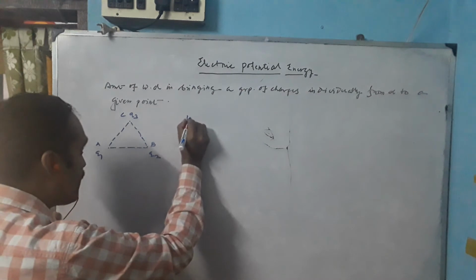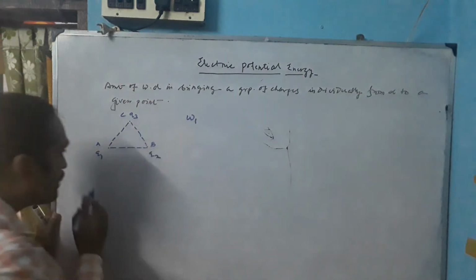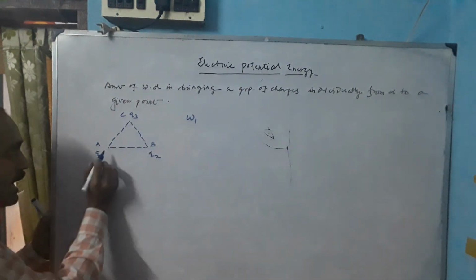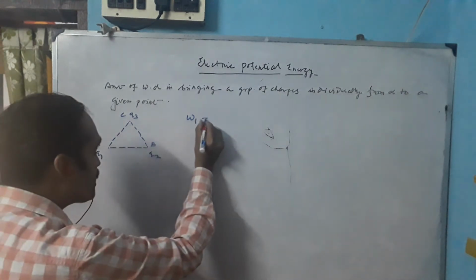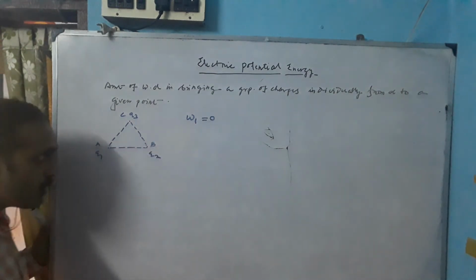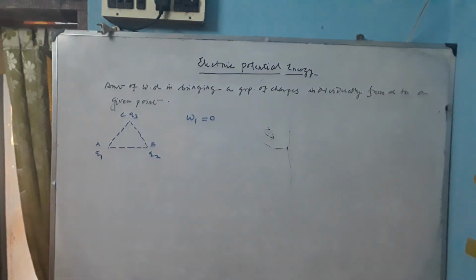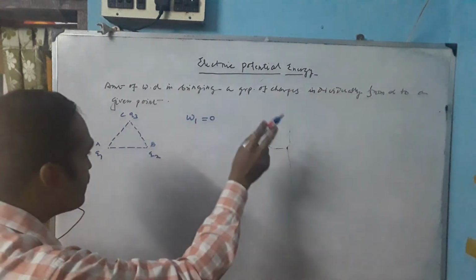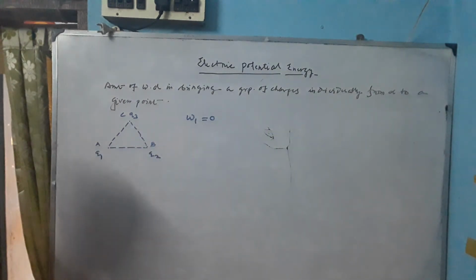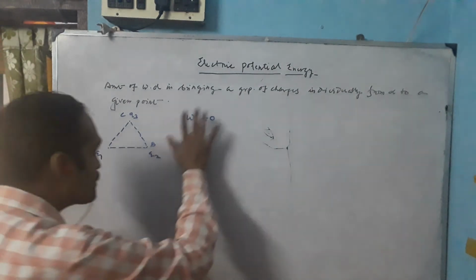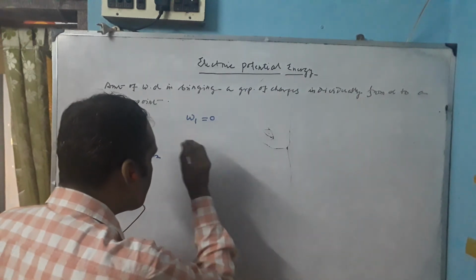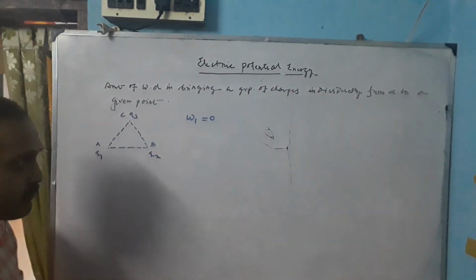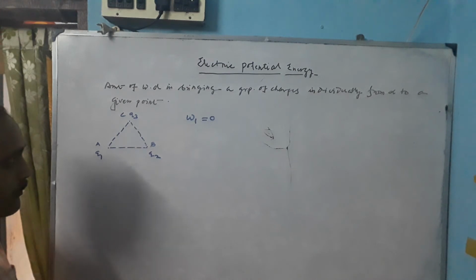And therefore we can write, in bringing this Q1 to A, no work is done. So I have written W1 equal to 0. W1 is the work done in bringing Q1 from infinity to A. Why don't we have to do any external work? Because initially the space was not having any point charge. So there is no question of Coulombic repulsion.